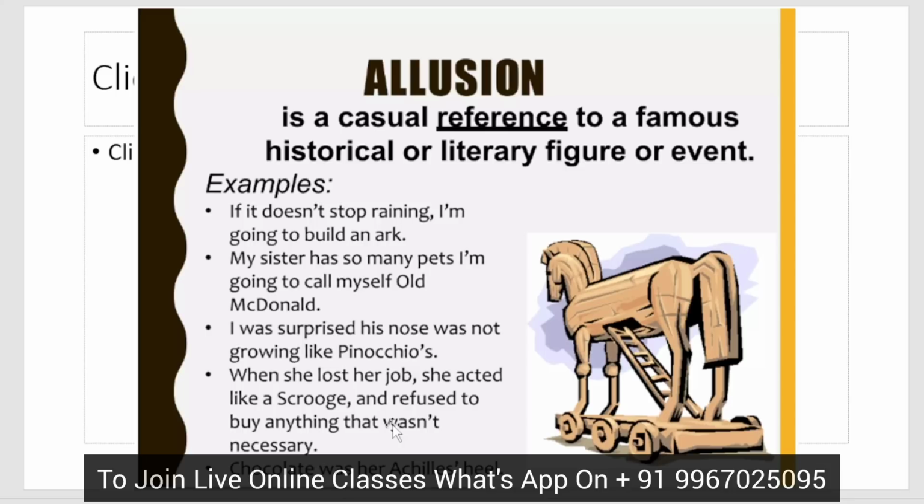Okay, these are a few examples of allusion. Allusion is basically you're referring to something which is a famous historical or literary figure or an event. It is not necessarily only historical. It is something which a lot of people know about already. That is allusion.